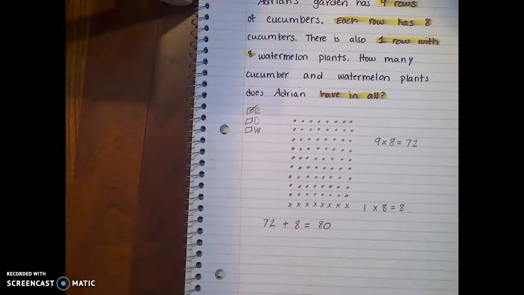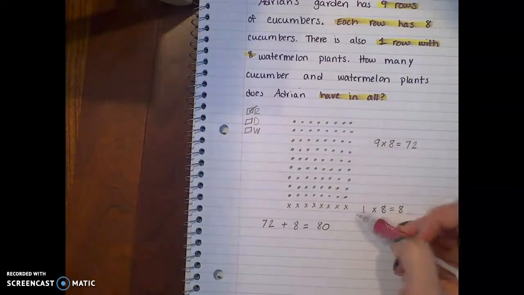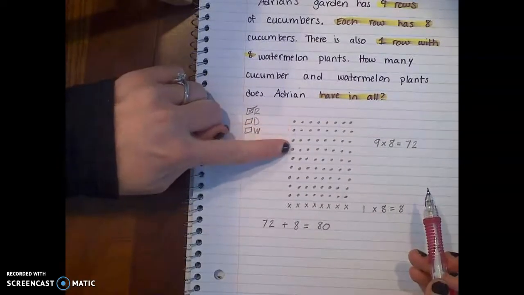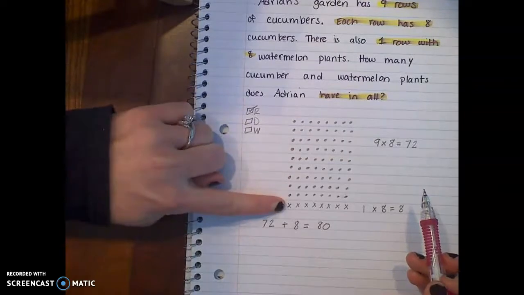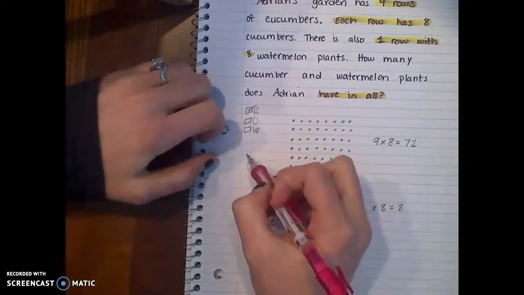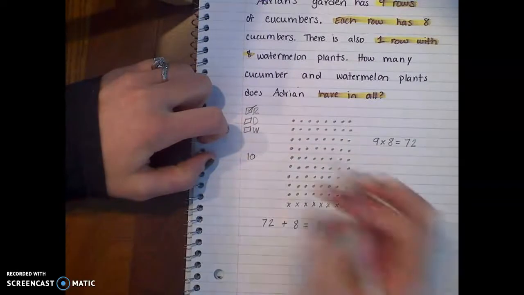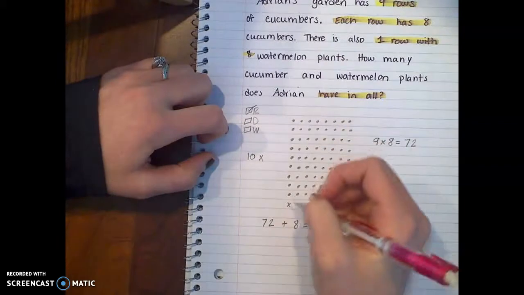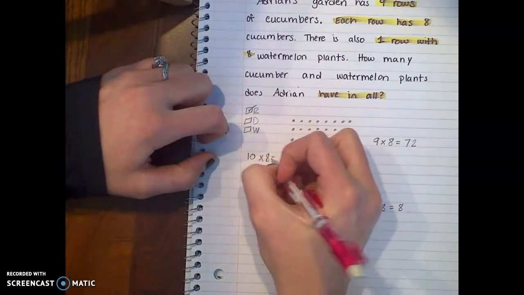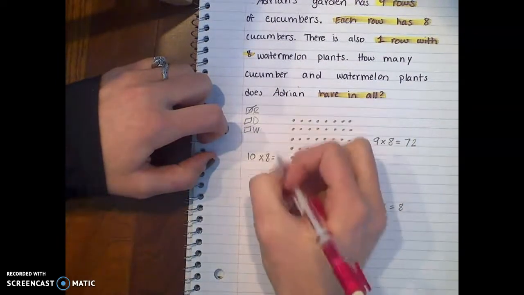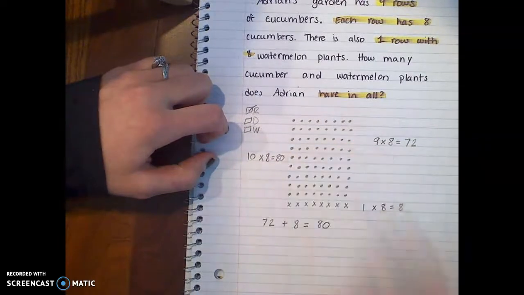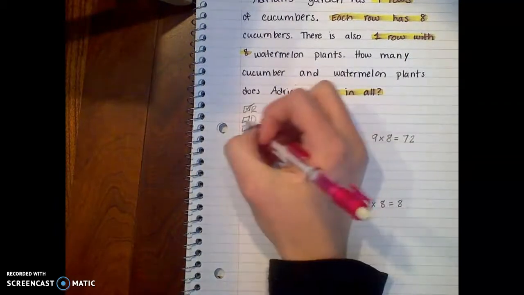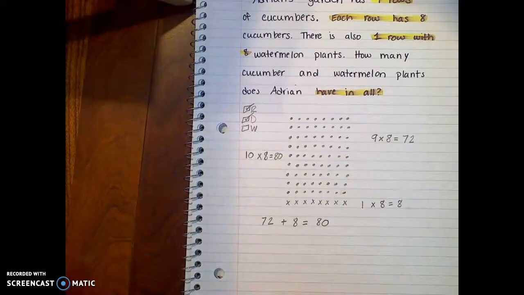Okay, now I could have looked at this as one problem altogether. I could have said 1, 2, 3, 4, 5, 6, 7, 8, 9, 10. I have 10 groups of, or rows of 8 because they all have 8 in them. And guess what? 10 times 8, 80. 10 groups of 8 gives me 80. Look at that. My answer's the same. I can go ahead and check my D for draw because I did my drawing already.